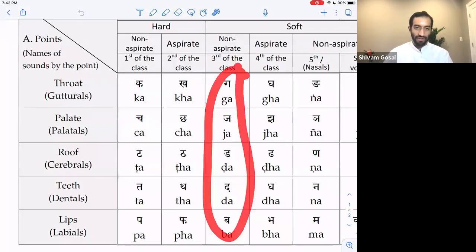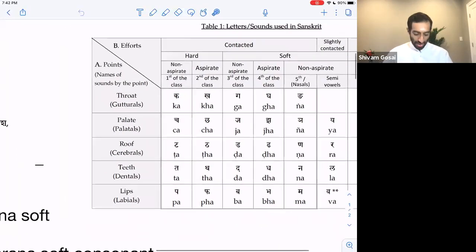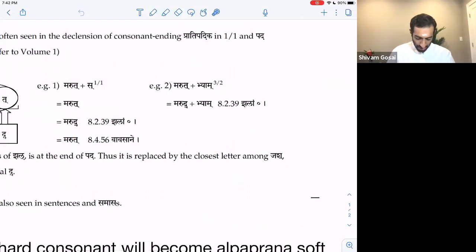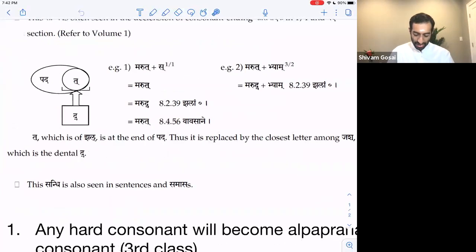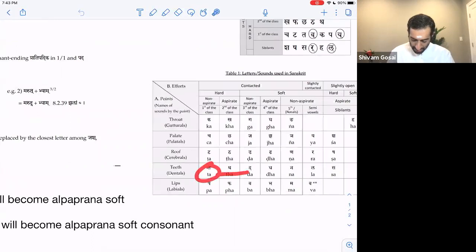Basically, you're going to get this soft consonant, the third of the class. So when you have a consonant at the end of a pada, it's going to be that third of the class. So that's why we had marut plus bhyam. Remember that this bhyam is in the pada section. Right? So that means this anga is padanta, ending with the pada. This takara is the end of the pada, so it will get replaced by dakara, what's in the third of the class, right? So marut, takara becomes marud. Marud bhyam.